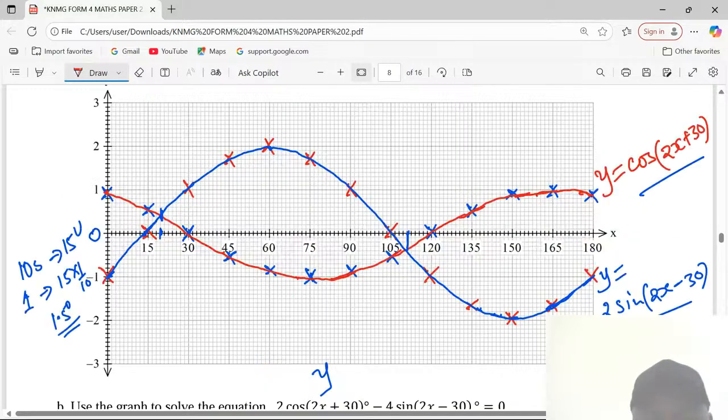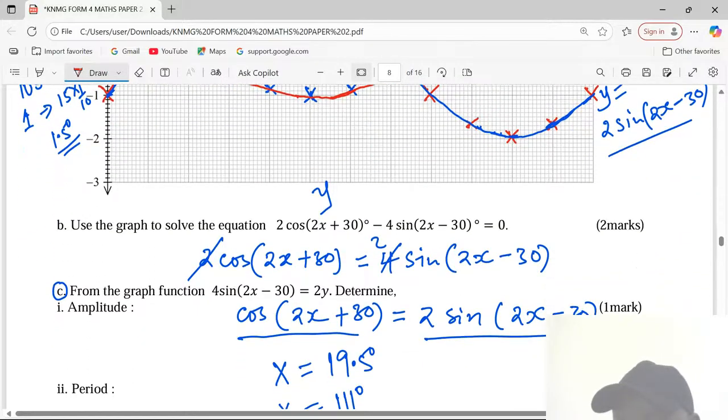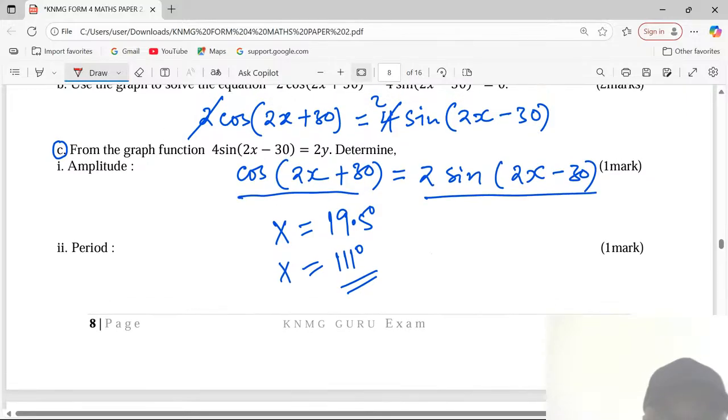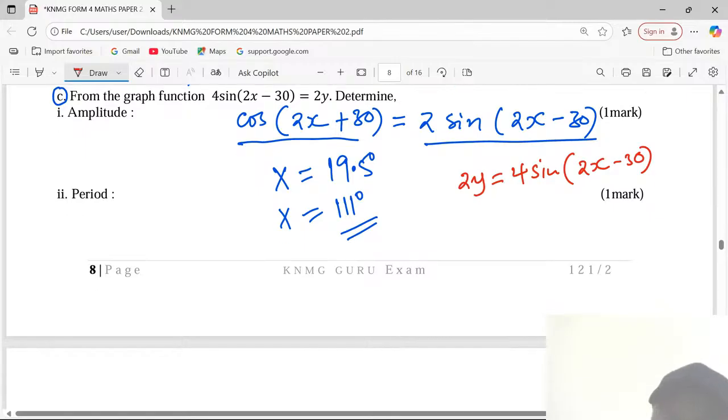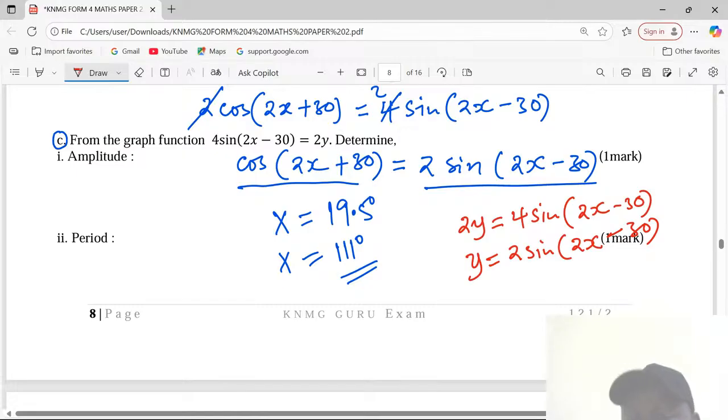Very interesting setters. The first thing that I want us to identify is that they are saying 2y equals to 4 sine 2x minus 30. And we don't have a function like that. That means we have to narrow it down to 2. We divide by 2 through. So 2 cancels out. This becomes 2 sine 2x minus 30 that way. So this is the second function now. Identify the amplitude and also identify the period.